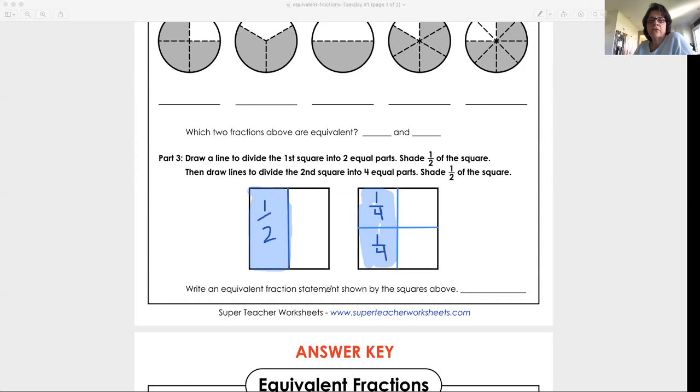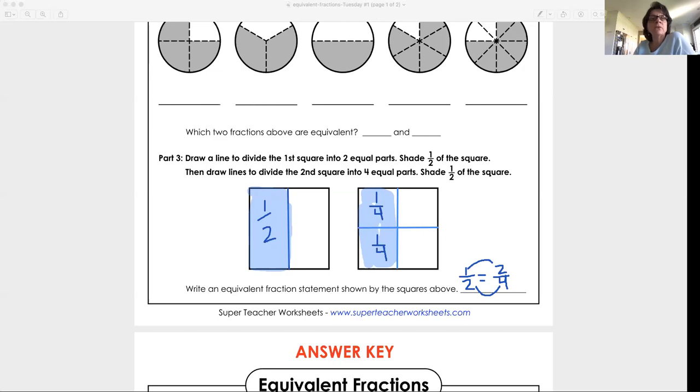It says write an equivalent fraction statement shown by the squares above. So what they mean by an equivalent fraction statement is kind of like a number sentence. So I have 1/2 on this side is equal to 2/4 on this side, 1/4, 2/4, and those are equivalent fractions. Once again, if you see the pattern that's happening with your numerator and your denominator, your 1 doubled to 2 and your 2 doubled to 4. It was like you multiplied both the denominator and numerator by 2. And that, boys and girls, is equivalent fractions.